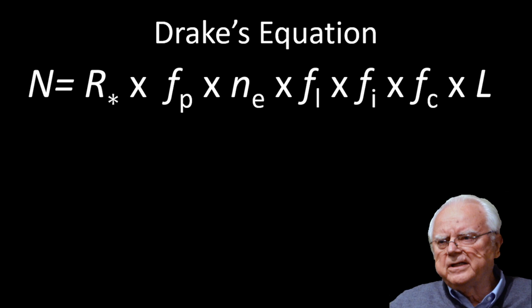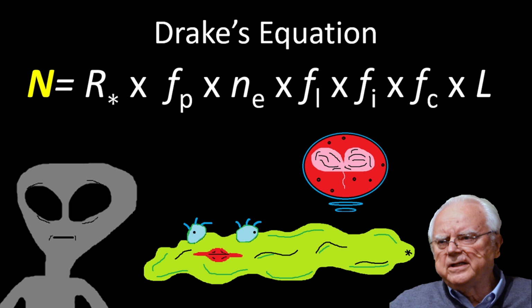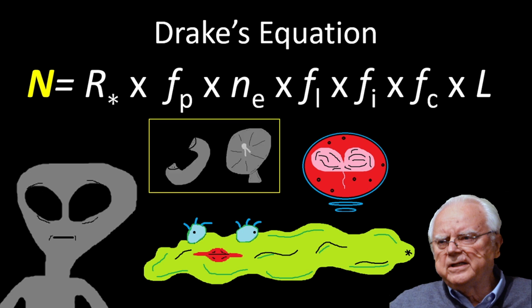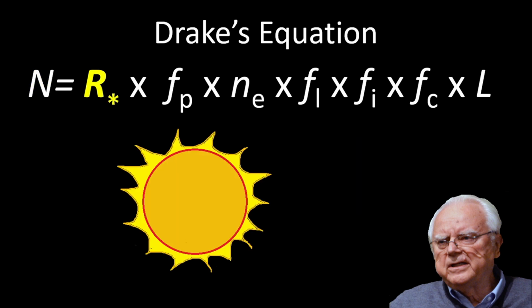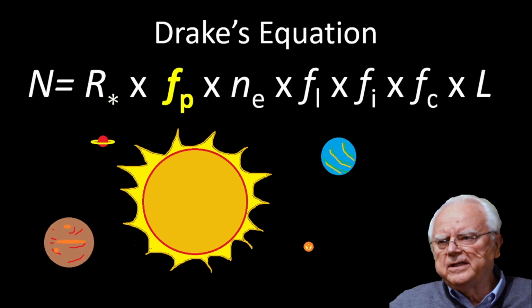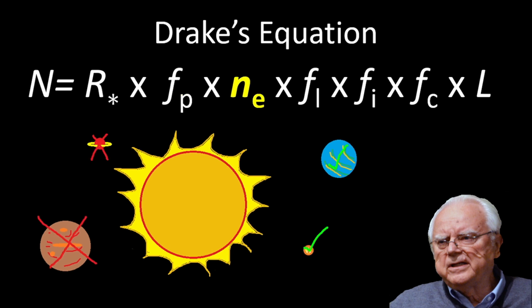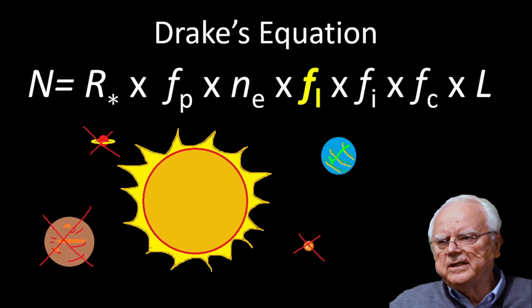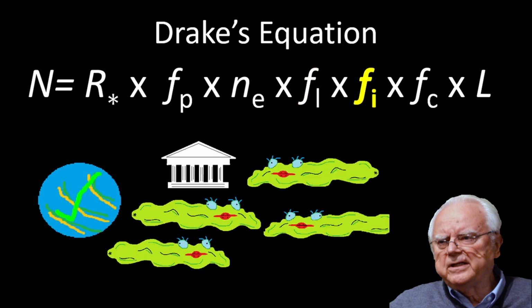The equation is as follows: N being the number of communicative extraterrestrial civilizations in the Milky Way, R star being the average rate of star formation in our galaxy, times Fp, the fraction of those stars which have planets, times Ne, the average number of planets that can potentially support life per star that has planets, times Fl, the fraction of planets that could support life that actually develop life at some point, times Fi, the fraction of planets with life that go on to develop intelligent life, i.e.